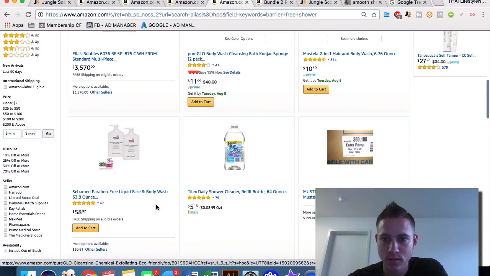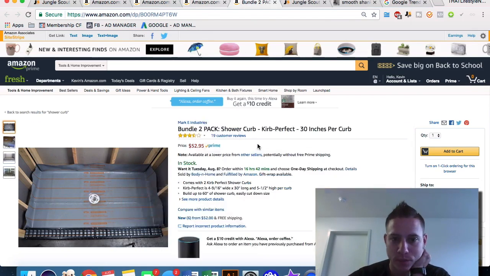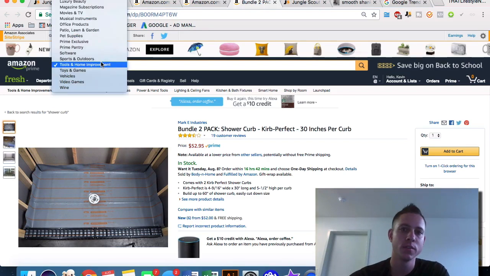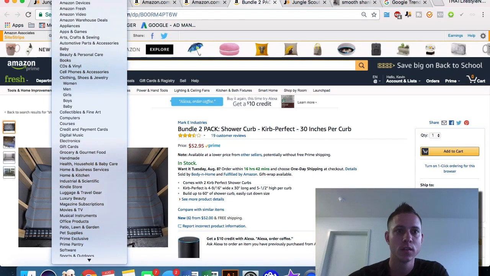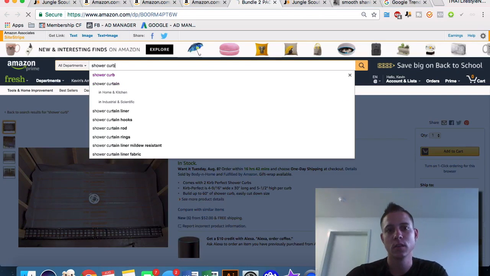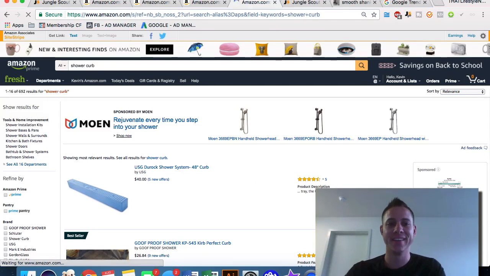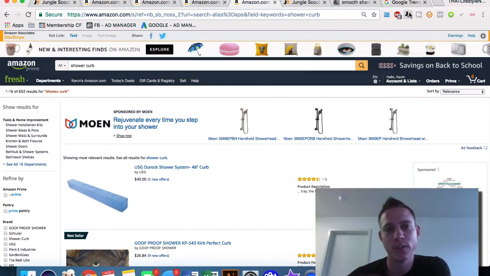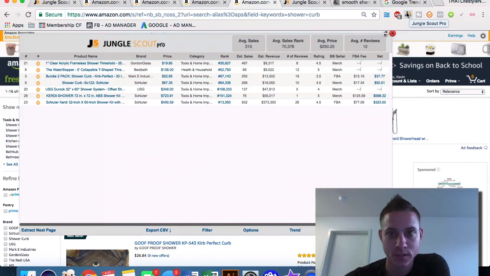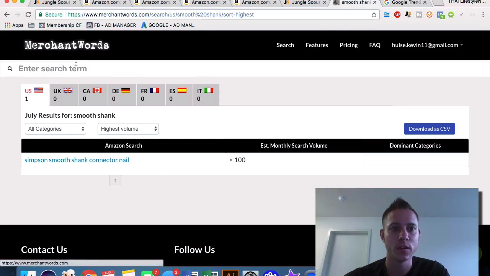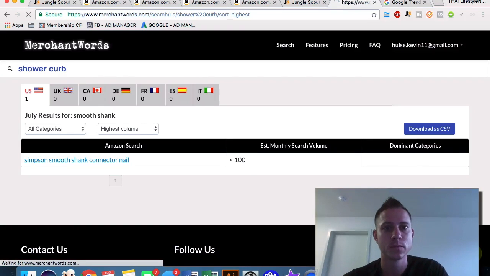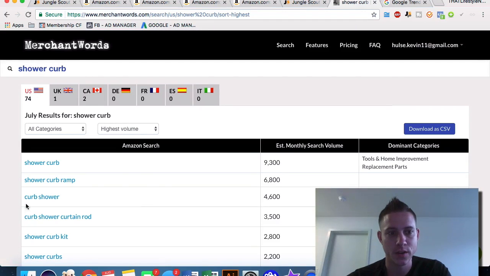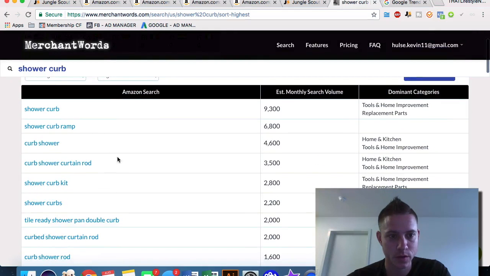$3,570. So that one doesn't look particularly related. Shower curb. I bet shower curb is a... And right, I don't know anything about this. Obviously, I'm not a contractor, but with a little bit of research, just even only using Jungle Scout, you can get a lot of information. Let's see what's happening over here for shower curb. 9300 shower curb ramp, curtain rod.